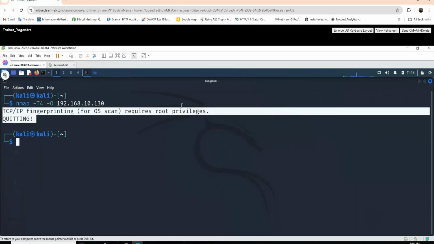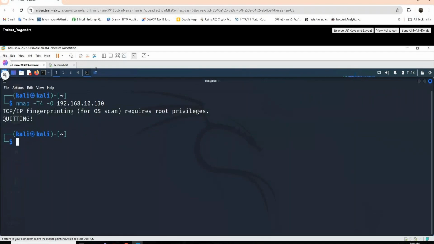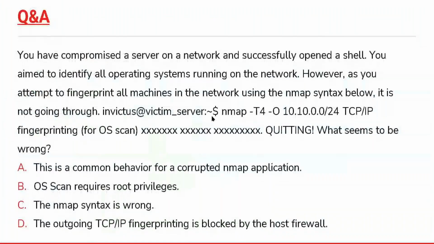So over here, guys, in that particular scenario, you can see it is saying that for the operating system scan we will be requiring the root privileges, right? We are having a dollar figure over there, that is indicating that we are not having the root access. So that is why the correct answer for that will be: your operating system scan requires the root privileges. Is it clear?